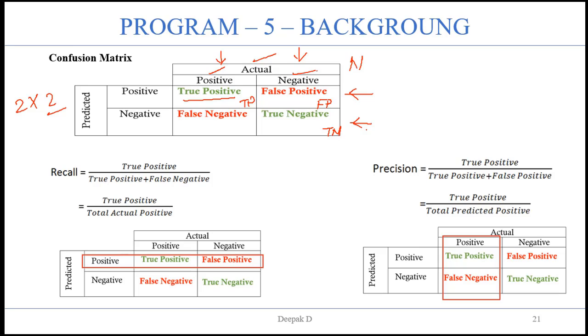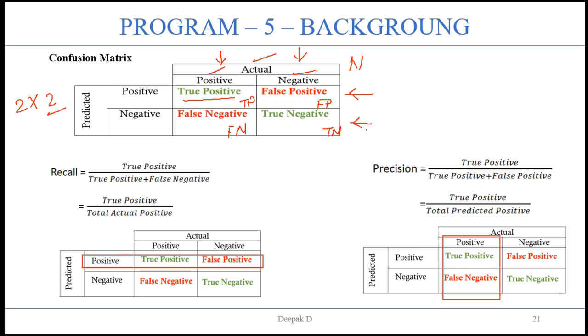The next one is false negative, FN. This means the actual value was positive but the model predicted a negative value, and this is called a type 2 error.